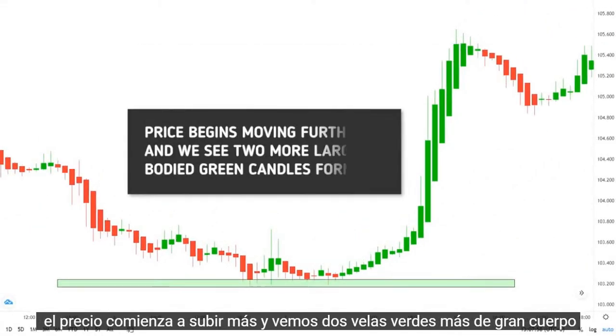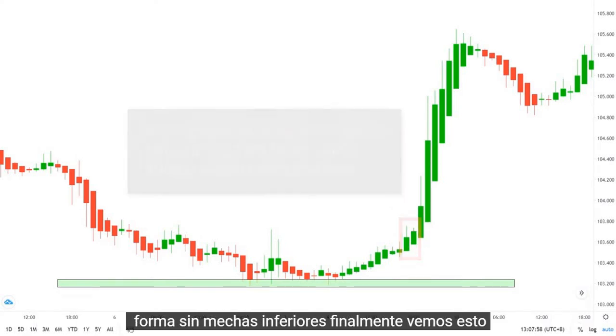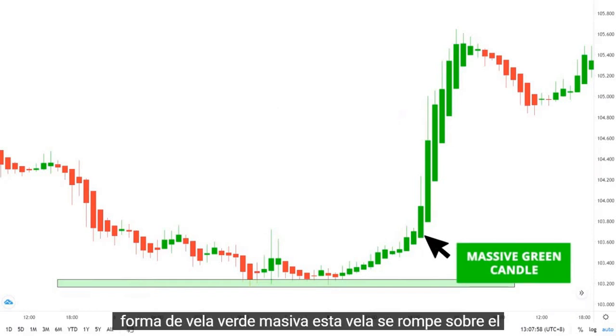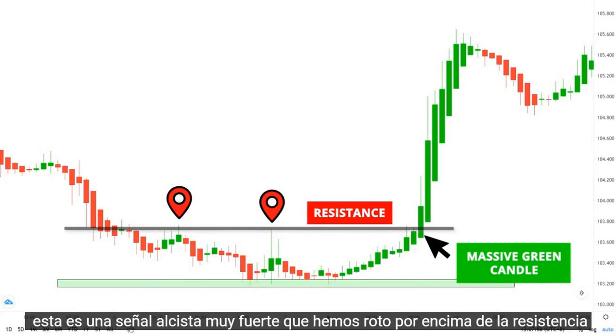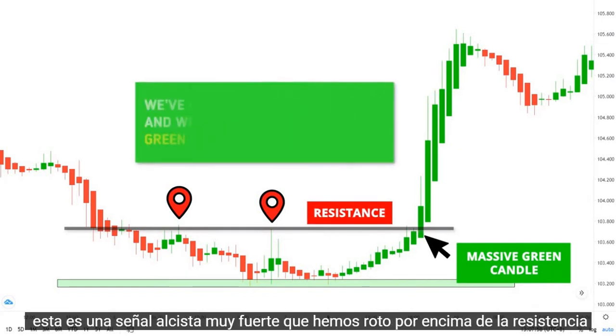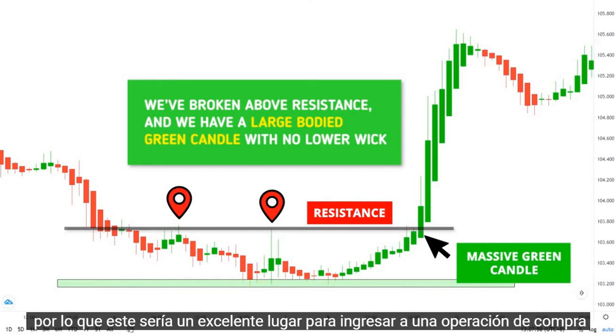Price begins moving further up and we see two more large-bodied green candles form with no lower wicks. Finally, we see this massive green candle form. This candle breaks above the short-term level of resistance we see on the left. This is a very strong bullish signal. We've broken above resistance and we have a large-bodied green candle with no lower wick. So this would be an excellent place to enter a buy trade.